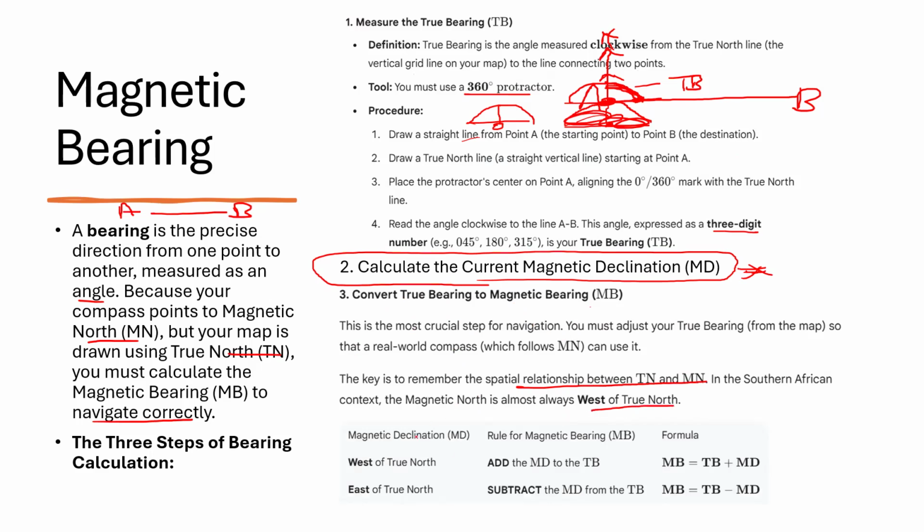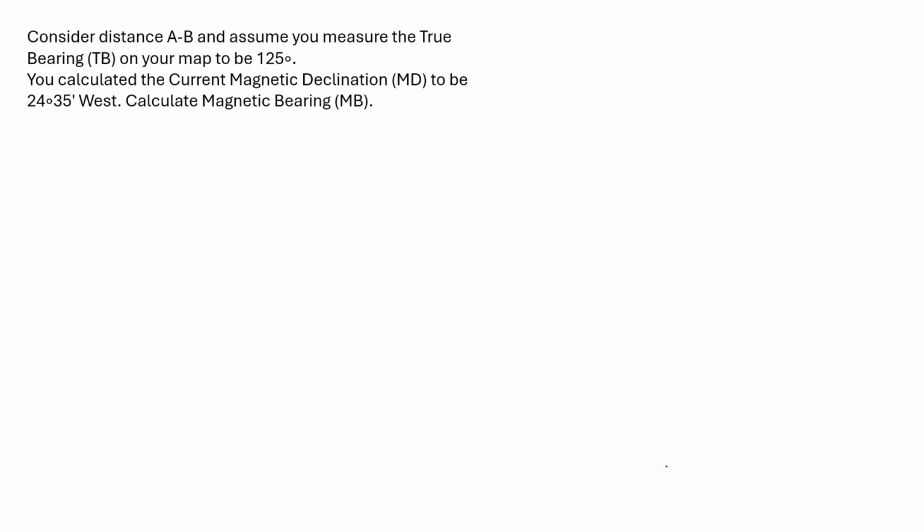So if the magnetic declination is west of the true north, you add the magnetic declination to the true bearing. But if it says east of the true north, you subtract the magnetic declination from the true bearing. That is the secret that I want to bring to your attention.